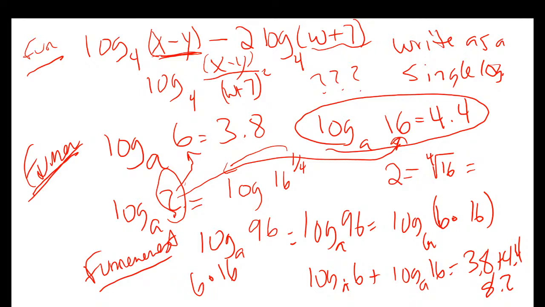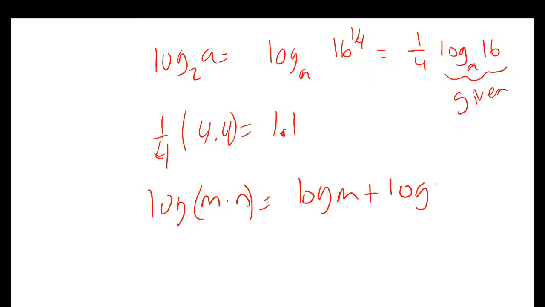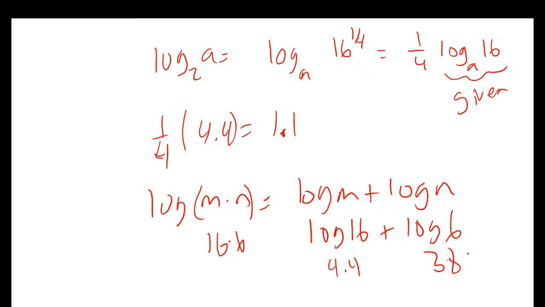So remember the property said that log of m times n can be written as log m plus log n. So when we got down to 16 times 6, we wrote that as log 16 plus log 6. Then we said this was 4.4, this was 3.8. So we added them together and we got 8.2. Okay, got it. Thank you.